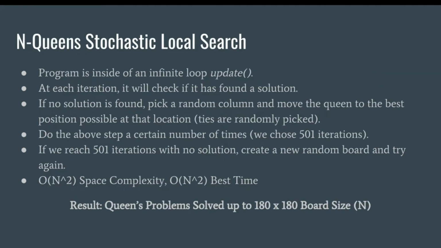In the LÖVE framework, there's an update function that's called every frame that's rendered to the screen. After every iteration of this update function, it will check the H value for the global grid. If the H value is 0, that means it has found a solution. If not, it continues running. After a certain number of iterations, we chose 501, if there is no solution, we deem the board hopeless and regenerate a completely random new board to try again.